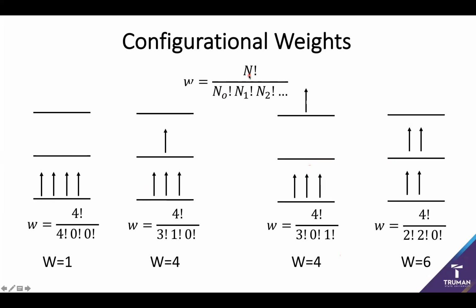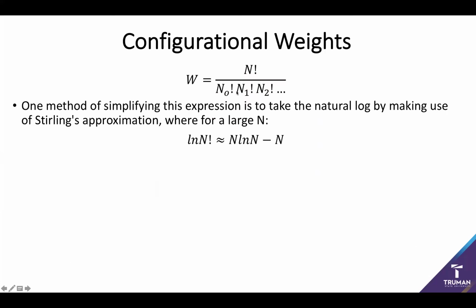But even by the time you get up to, say, 10 atoms, I don't know about you, but I don't like doing a lot of 10 factorials divided by 5 factorials, 4 and 3, or 4 and 1. That just gets a little bit inconvenient. So one of the common ways to try and simplify a configurational weight equation is to make use of our good old friend natural logs.